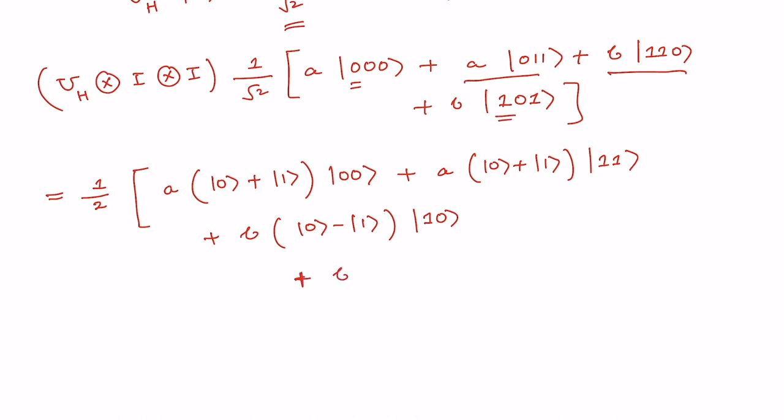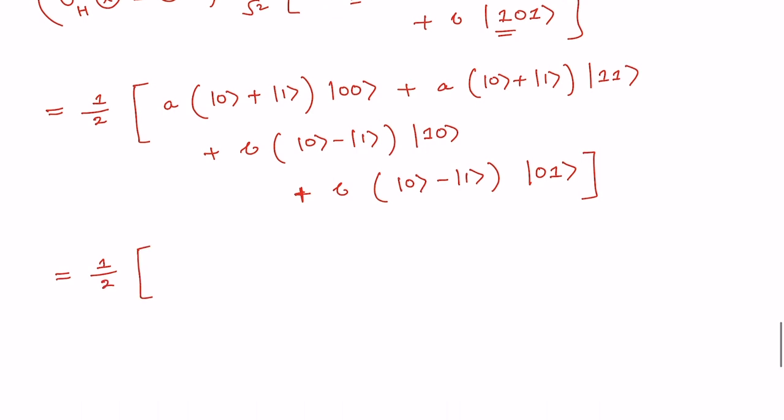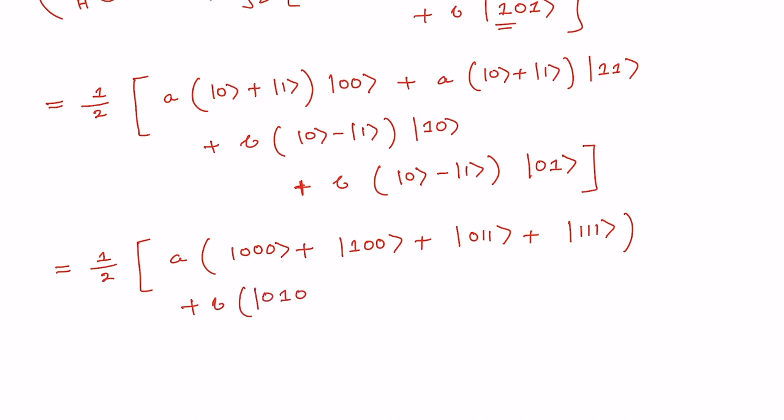If you apply Hadamard operation here, you will get |0> minus |1>, 0, 1. So this is what would be the result of this Hadamard gate operation on the first qubit. And if I open it up, I can write a compact relation here. If I collect all the quantities associated with A, I will have A|000> plus |100> plus |011> plus |111>, and then I'll have B|010> minus |110> plus |001> minus |101>. I think you can easily verify it. This is what we'll get.